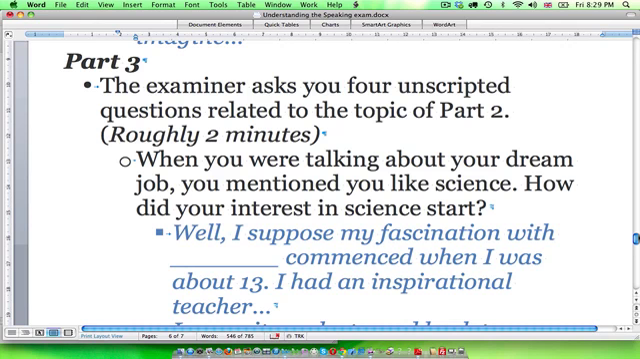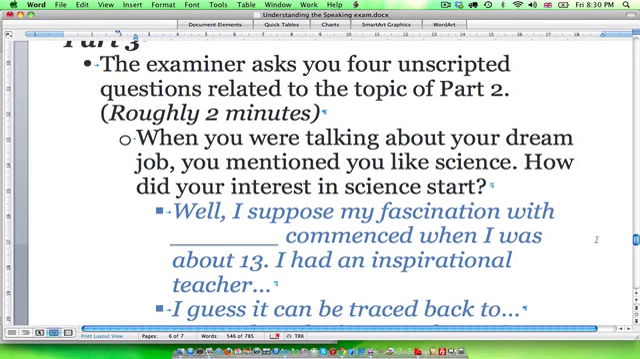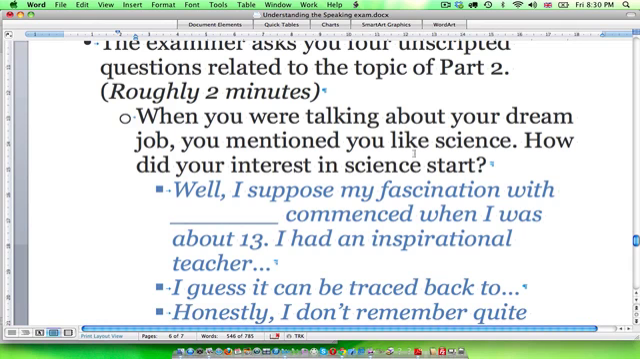And in this section, your examiner will be more forgiving if you ask them to rephrase a question, because these are questions coming mainly from the examiner's mind. So even between native language speakers, asking for clarification on a question is normal. So asking for clarification once won't be a problem. Okay, let's look at some possible responses. So for example, if the examiner connects this to your part 2 response and says, when you were talking about your dream job, you mentioned you like science. How did your interest in science start?